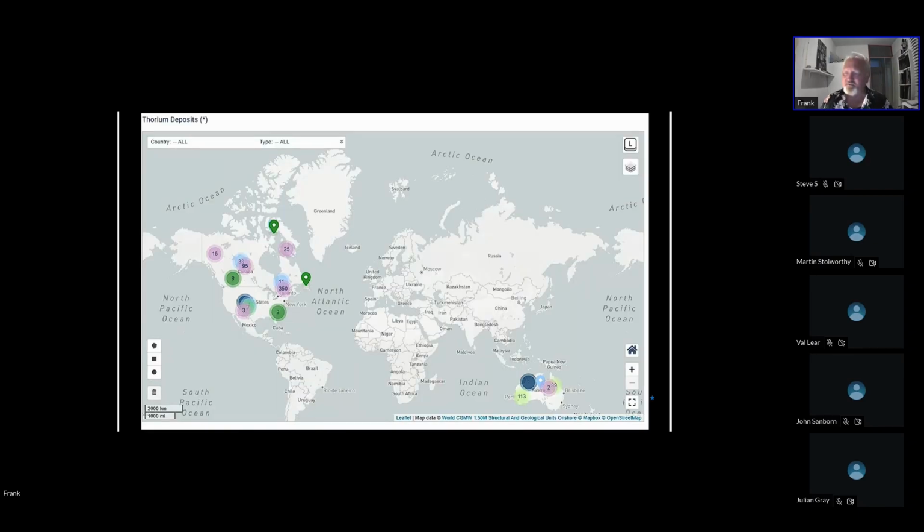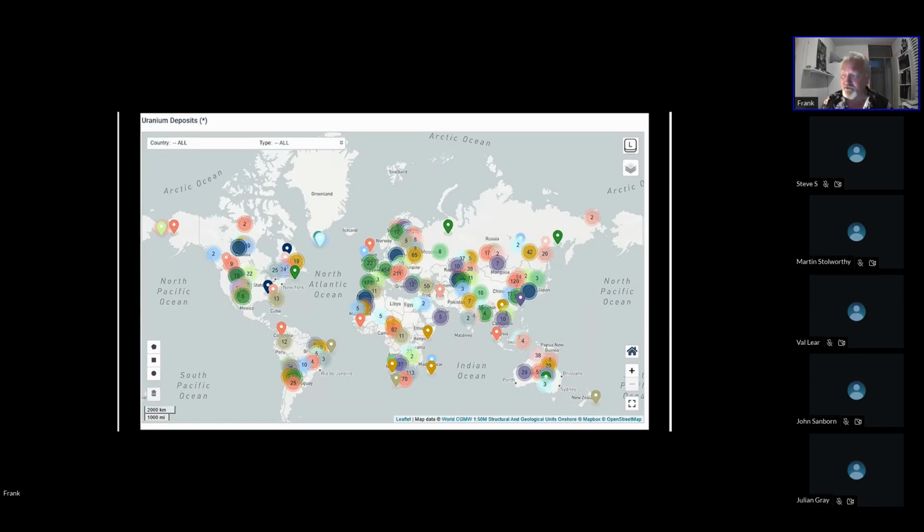I stole these pictures from the internet. This is the one with the thorium deposits. The thorium deposits mainly occur in North America and Australia, versus the uranium deposits, which actually crisscross all over the world. So there are a lot more uranium deposits than there are thorium deposits. It explains why there are not that many thorium minerals and a lot of uranium minerals.